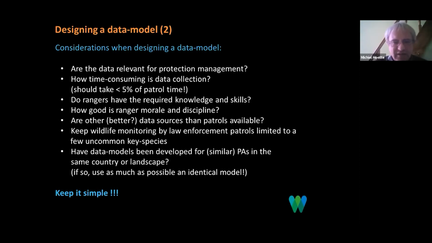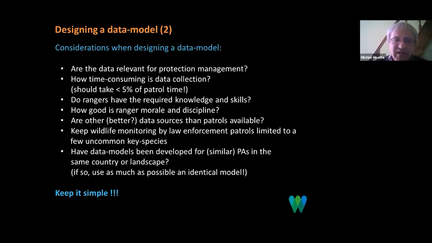And it also helps to think of what other sources you have for your data available besides patrols. For instance, if you ask teams to assess the level of encroachment, maybe that can be monitored much better with satellite imagery. So always consider if you have other and better sources of information than your patrols. And if that's the case, don't ask patrol teams to collect data on that.